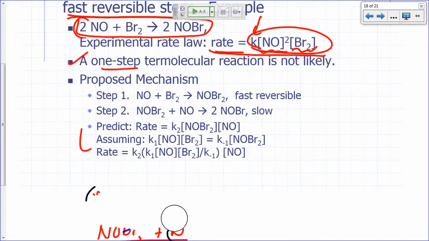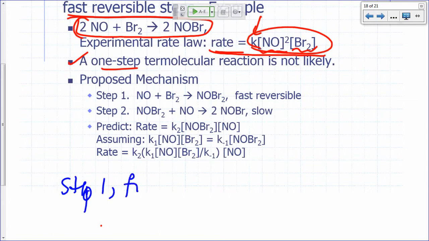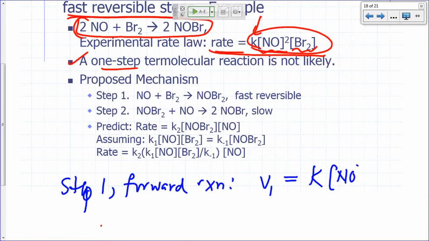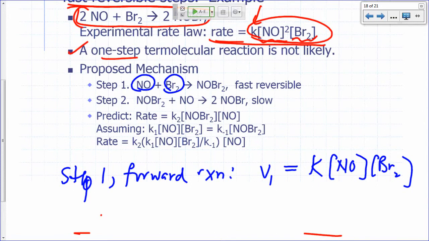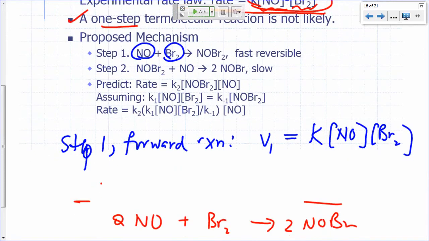So we're assuming that the first step is fast and reversible. For step 1, the forward reaction rate, which we call V1, is equal to k times [NO] times [Br2]. The rate law for the forward reaction for step 1 is k times [NO] times [Br2]. What's the rate for the reverse reaction for step 1?